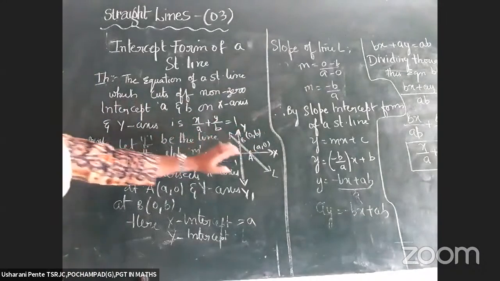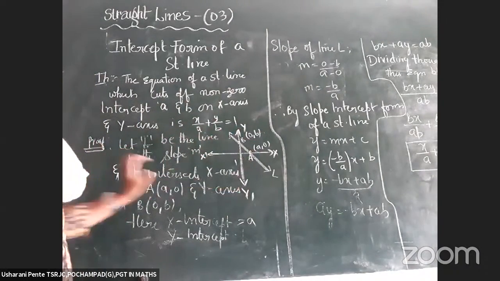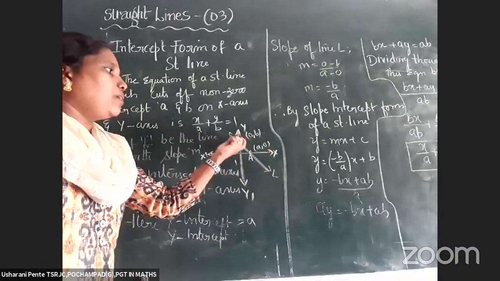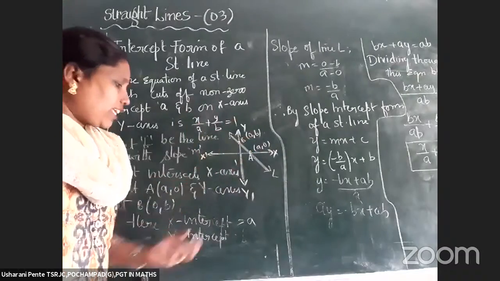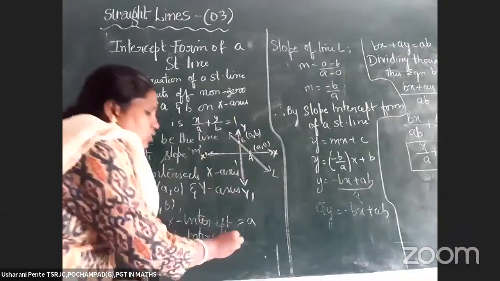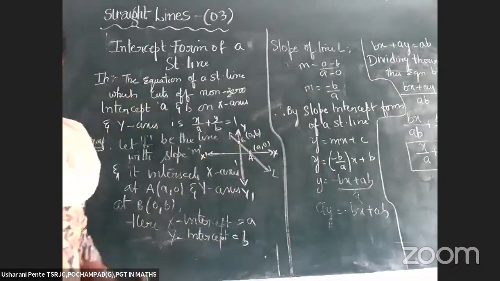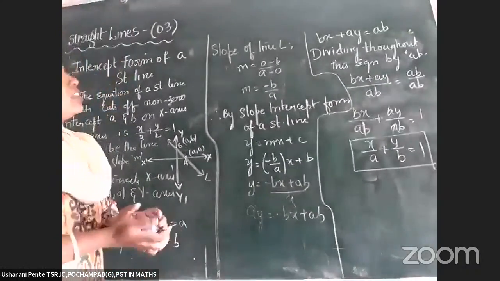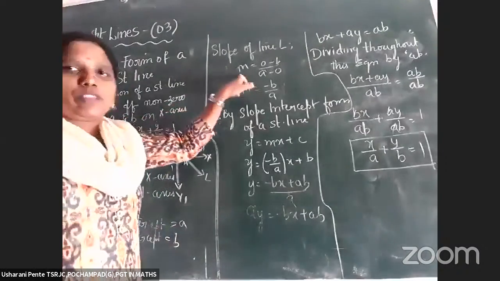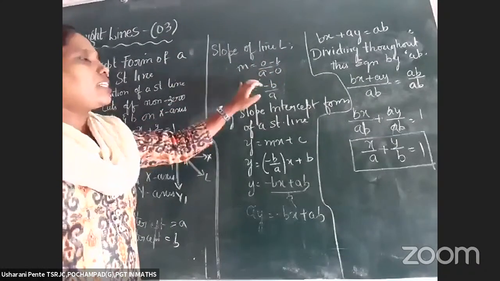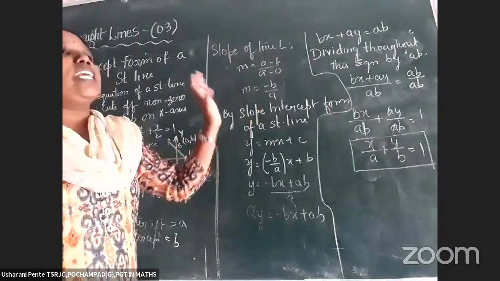So we are considering a line L with slope m and it intersects the x-axis at a comma 0 and the y-axis at 0 comma b. This implies the x-intercept is a and the y-intercept is equal to b. Now, what is the slope of the line L? The slope m is equal to y2 minus y1 by x2 minus x1, or y1 minus y2 by x1 minus x2.